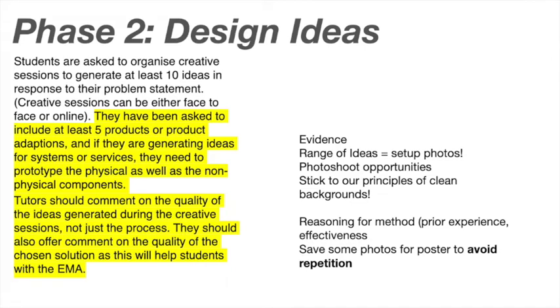So just to summarize phase 2, you're going to be looking at least 10 ideas, and you want to be doing at least 5 product or product adaptations. Make sure that you really have that number. You have good quality and a good quantity of ideas and tests. You want to have evidence, so make sure that you take lots and lots of photos while you're testing these things, or when you're doing the process. You also want to have a good range of ideas, and you want to set up photos.